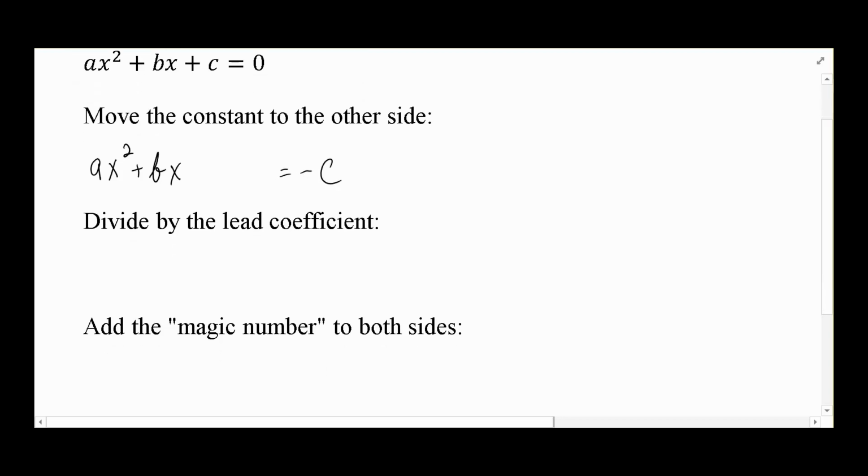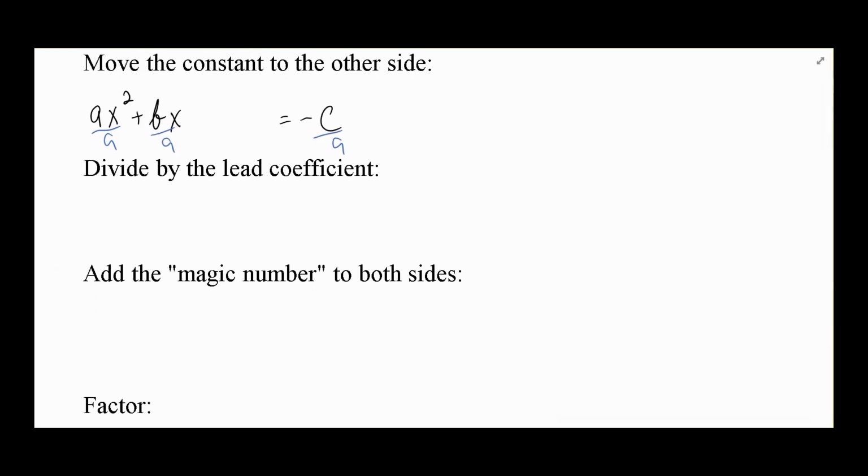Now we're going to divide both sides of the equation by the a. Now things are going to look a little bit ugly for a minute. That's okay. You don't have to do this every time. This is a one-time shot. So what we get now is x squared plus b over a x equals negative c over a.